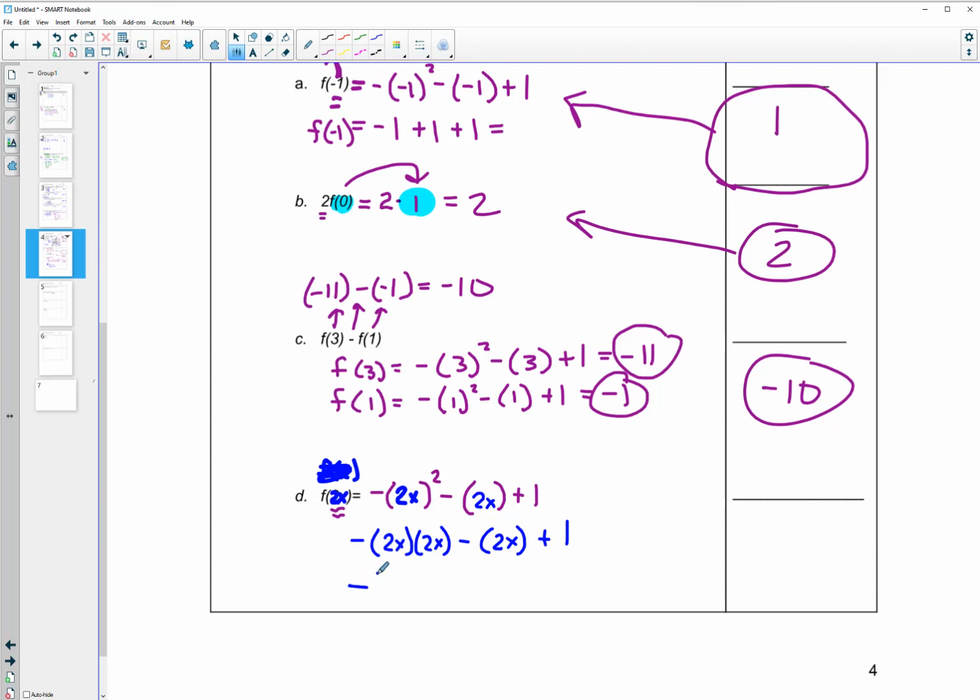Okay, so this is just negative, so it's 2 times 2, x times x, so negative 4x squared minus 2x plus 1. None of these are like terms, right? That was multiplication. Now we're in addition and subtraction. None of them are like terms, so the final answer is just exactly what you see.